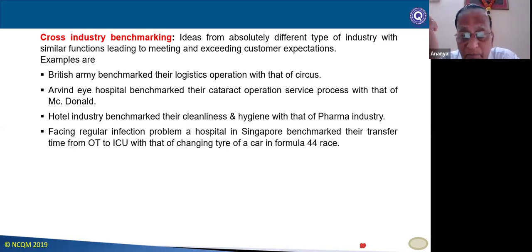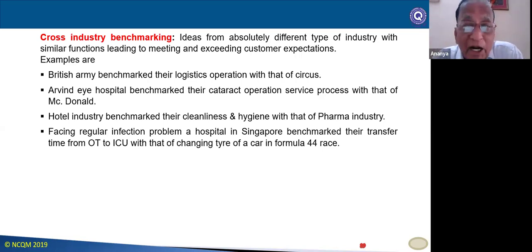Facing a regular infection problem, a hospital in Singapore benchmarked the time from operation theatre to ICU with that of changing a tire of a car in Formula 1. That is one of the best. You can see the tire in Formula 1 changes in a fraction of a second. Have you seen that? Now they are looking for that type of efficiency in their operation theatre. A high level of work is required because they are facing a lot of problems. These are very interesting things, but not very easy to do. The idea is that you must benchmark with the best among the best. Then only some improvement will come.